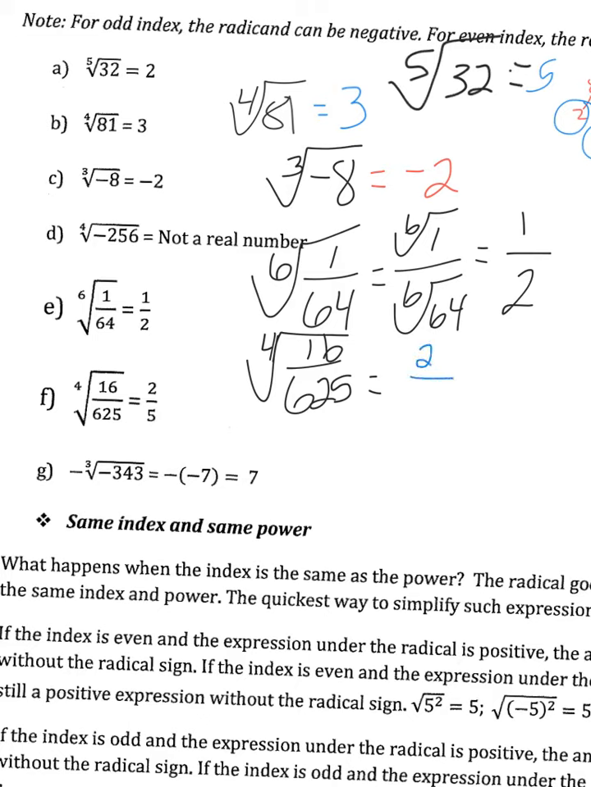The fourth root of 625. If you don't know, the square root of 625 is 25. 25 times 25 is 625. And if you have a calculator available to you, that can always help you with some of these big numbers. The square root of 625 is 25, and then the square root of 25 is 5. So this denominator will be a 5.